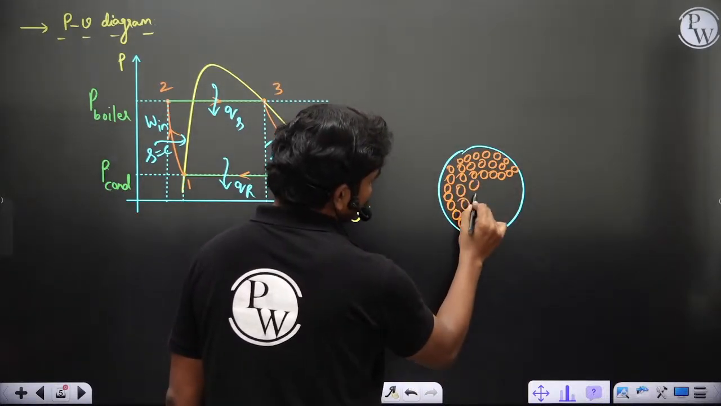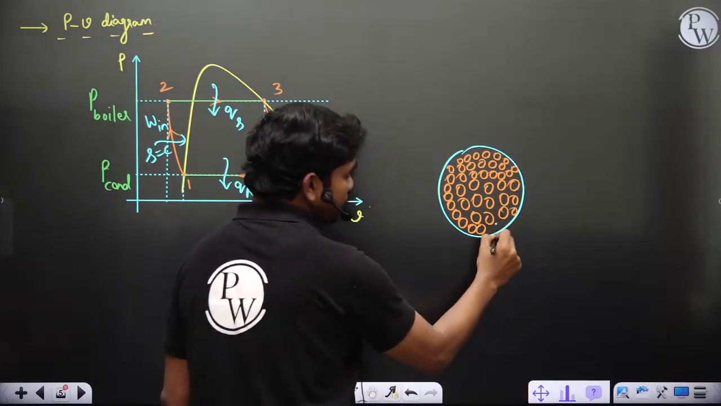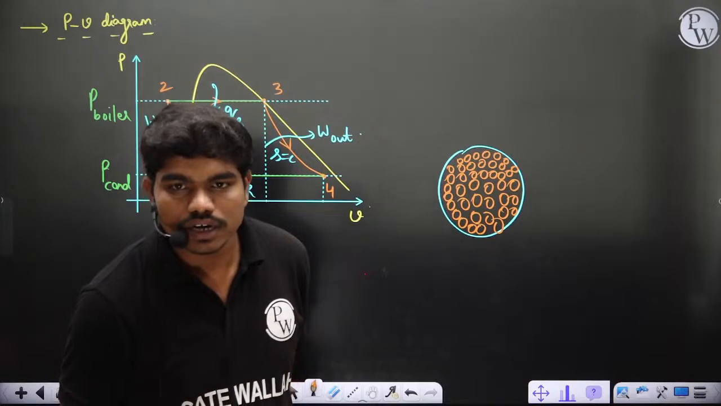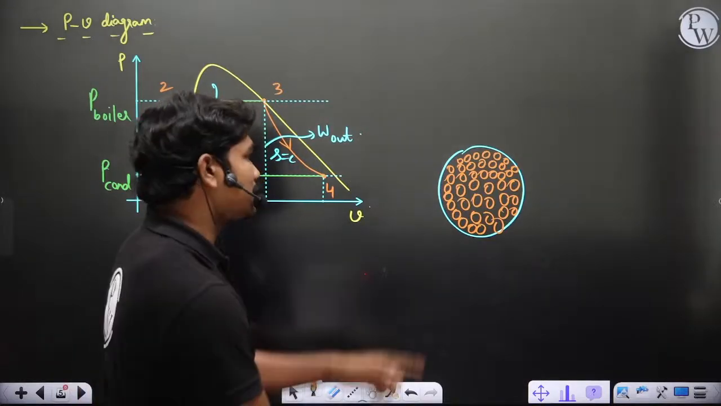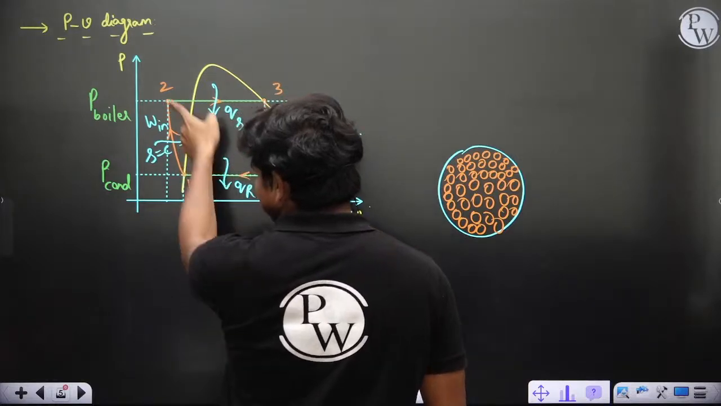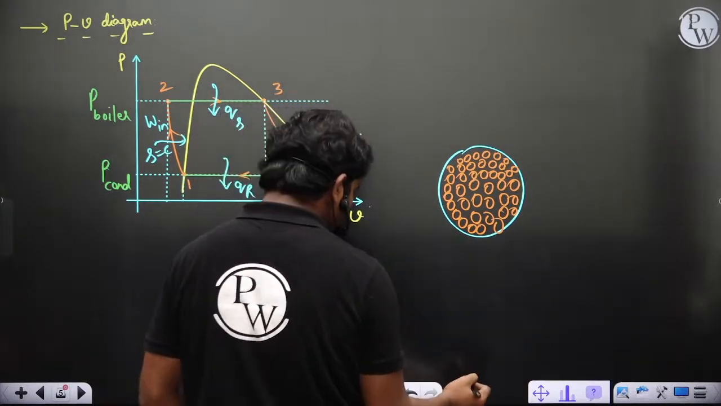If these are the molecules with small gaps in between, now let's say you are applying pressure on this. Sir, did not understand, can you again explain please? Yeah, I'm explaining. See here, 1 to 2 is the compression process. Clearly you have seen 1 to 2, as your pressure increases, the specific volume will decrease, because every fluid has a certain bulk modulus.